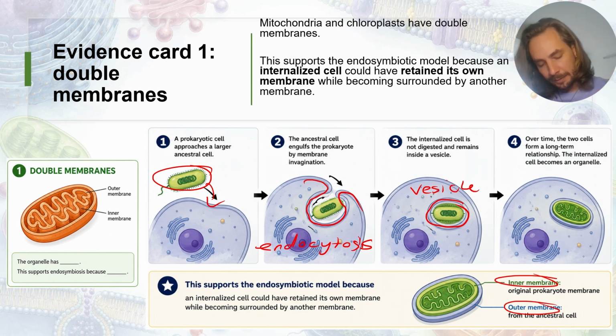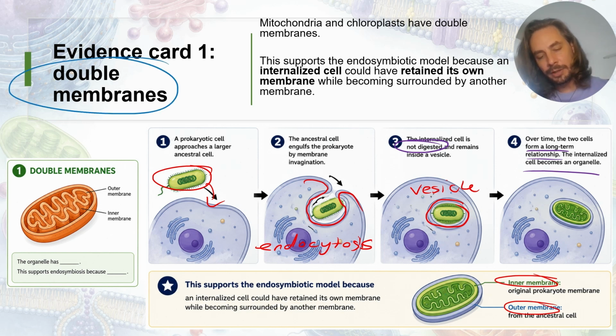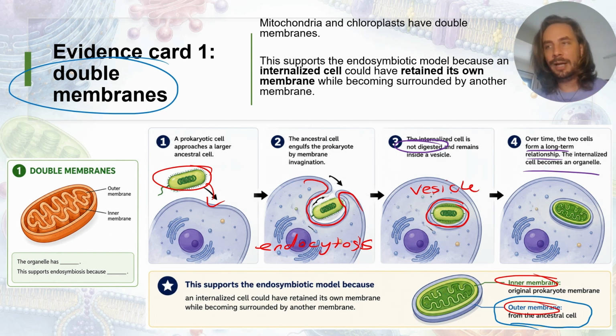But this time it was not digested. And then over time, these two cells formed a long-term, symbiotic relationship, and the internalized cell then becomes an organelle. So that is why the evidence for double membranes is so strong, because the outer membrane comes from the ancestral cell that took in the prokaryote, and the prokaryote had a single phospholipid bilayer, and that stayed its inner membrane.